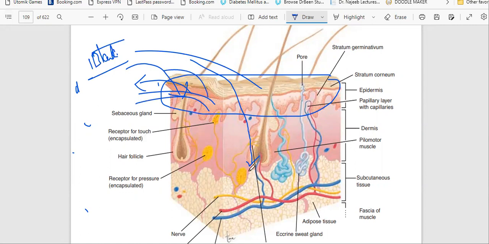Then the dermis will be affected. In the early hours, the patient is not able to feel pain. Why is this happening? Because the Merkel cells are also damaged.